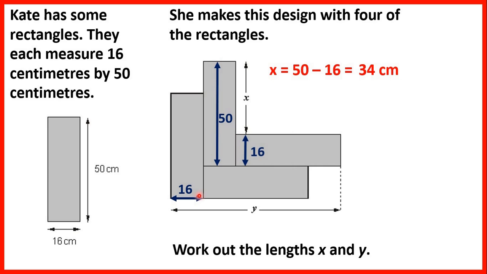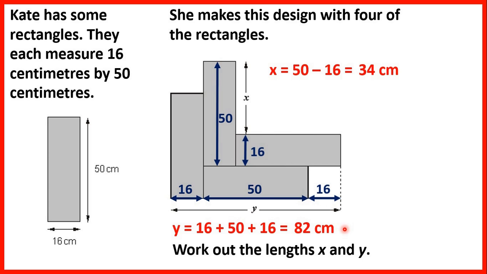And now here on y, we can see that we have 16, we have the width of a rectangle here, and we have 50 here because that's the length of a rectangle. So what length is here? Well, we know that the width of a rectangle is 16, and we can see that the space here is the same as the width of a rectangle. So to work out y, we have 16 plus 50 plus 16, so that's 82 centimetres.